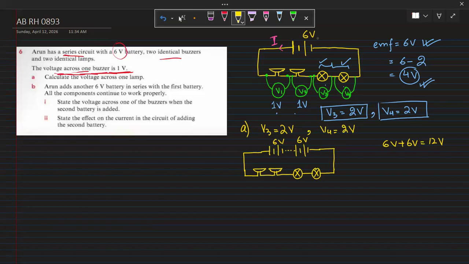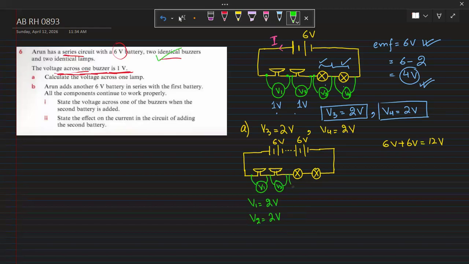Now when we have double the voltage, each voltage drop will also be doubled. So if I connect a voltmeter here, V1 is going to show 2 volts. If I connect a voltmeter across the second buzzer, V2 is also going to show 2 volts, since they are identical, as it is already written in the question.